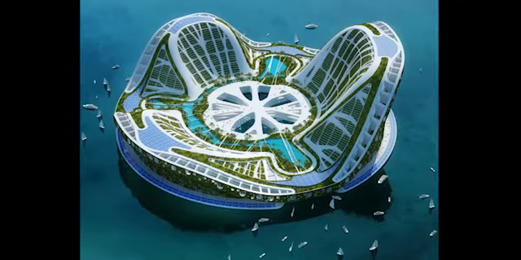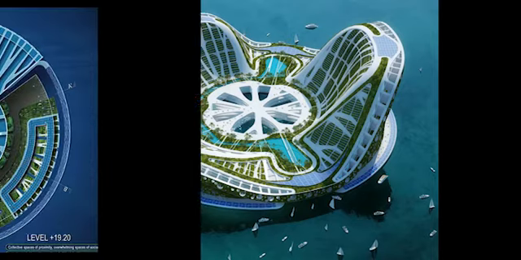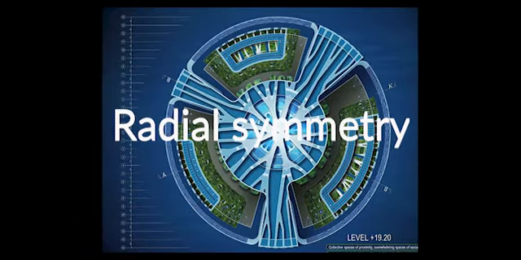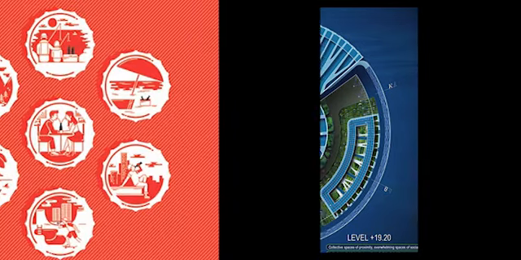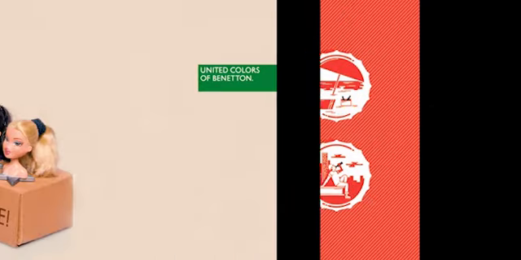It is also possible to build formal balance by arranging elements equally around a central point, resulting in radial symmetry. When the elements are arranged equally on either side of a central axis, the result is bilateral symmetry.